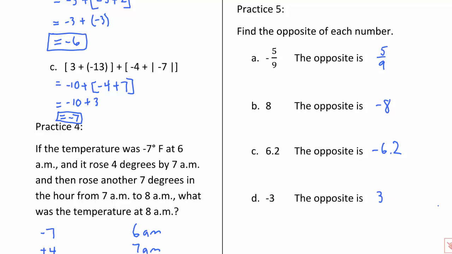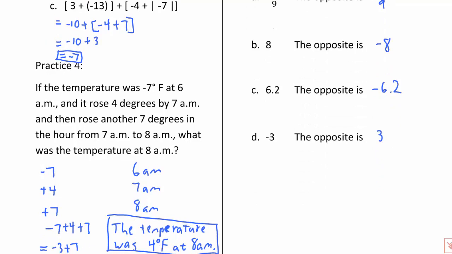So basically, it just changes the sign. That's all the opposite means, is change the sign. And this works for numbers that aren't rational either. So if I wanted to look at pi, the opposite is negative pi. Okay, so there you go.